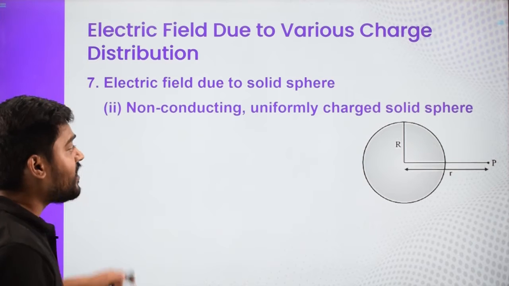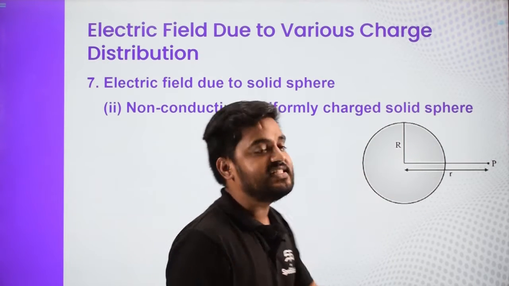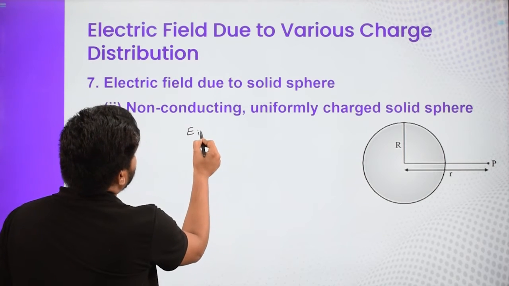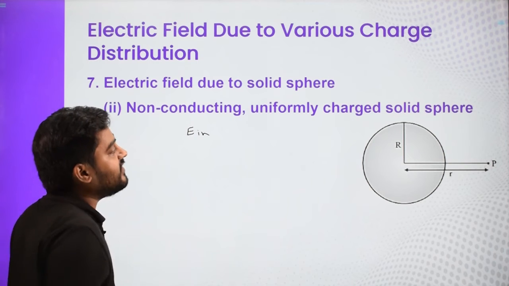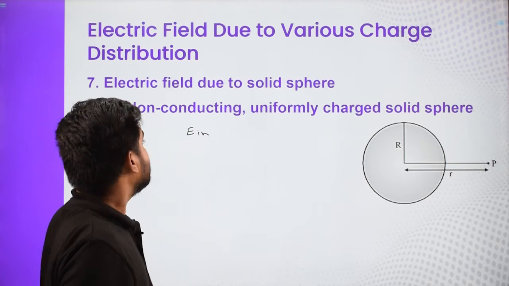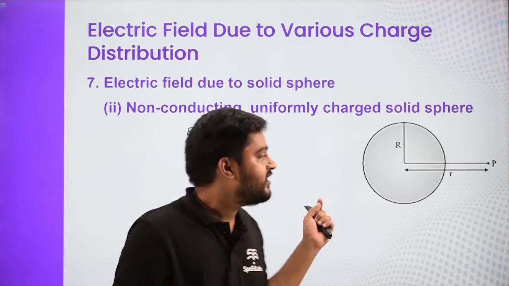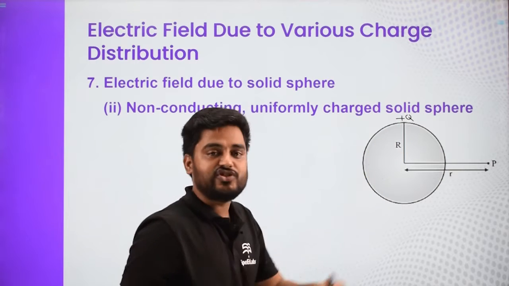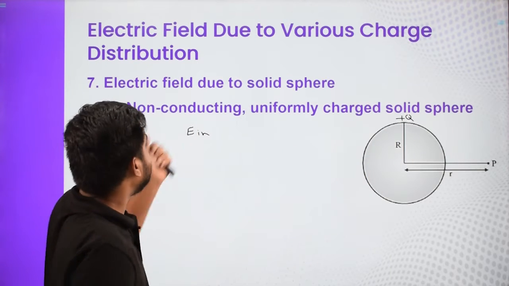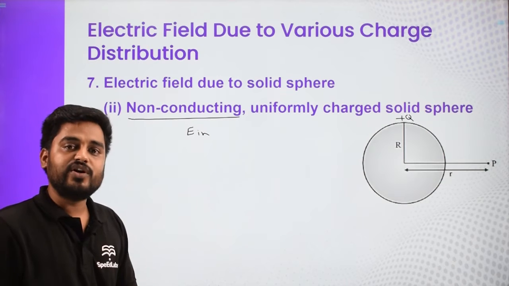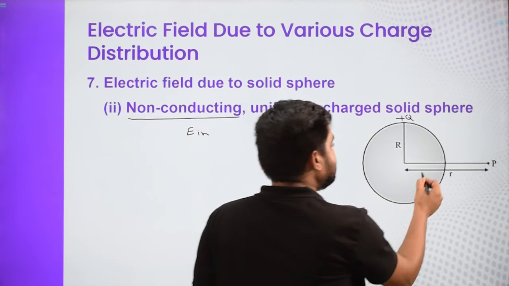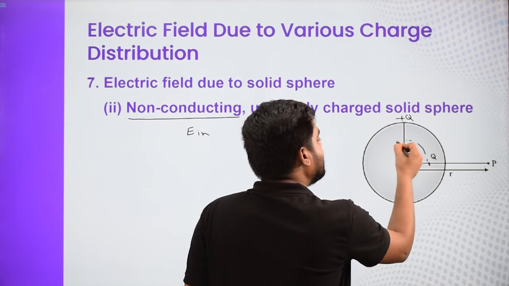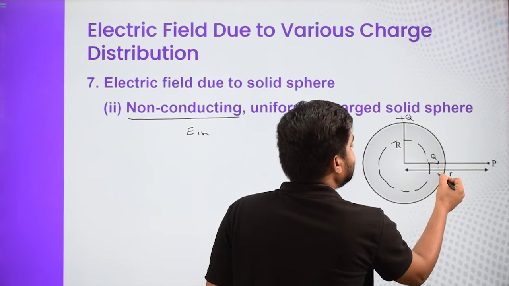Next is a non-conducting uniformly charged solid sphere. Now again, first we are going to discuss the electric field for a point which is lying inside the solid sphere. But this is non-conducting, uniformly charged. So here the charge capital Q does not just lie over its surface, the Q is distributed throughout its volume. Because it is a non-conductor, the charge is going to be distributed throughout its volume. So I will say that again, if I have to find the electric field at this point Q, then I am going to take a Gaussian surface.